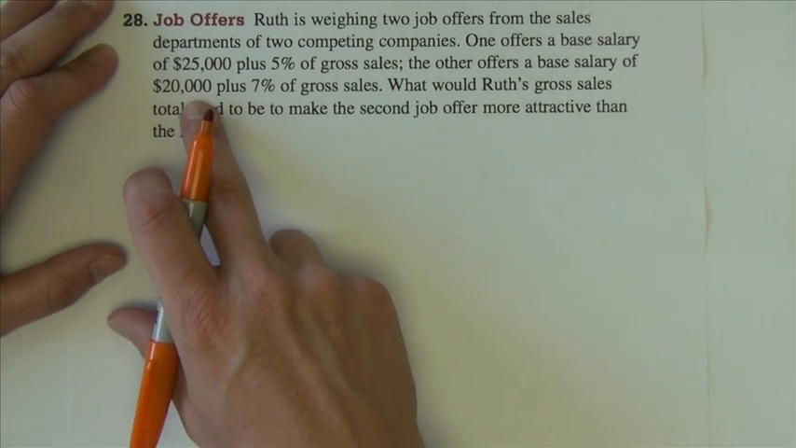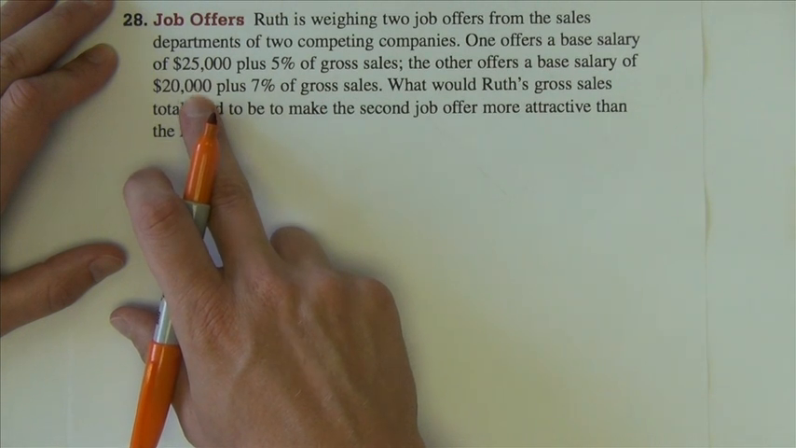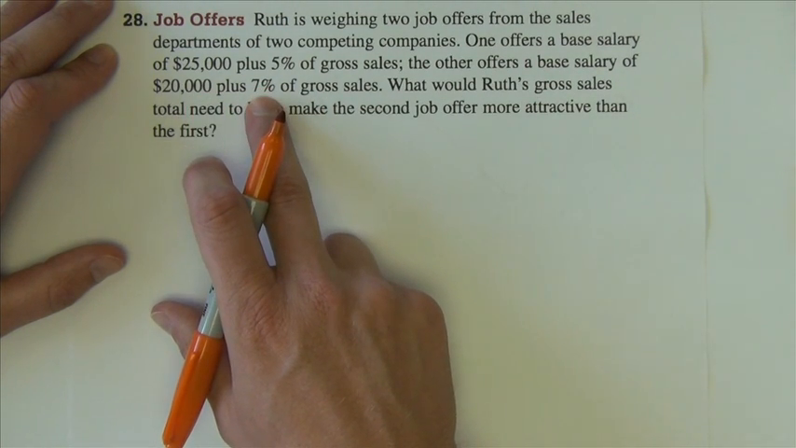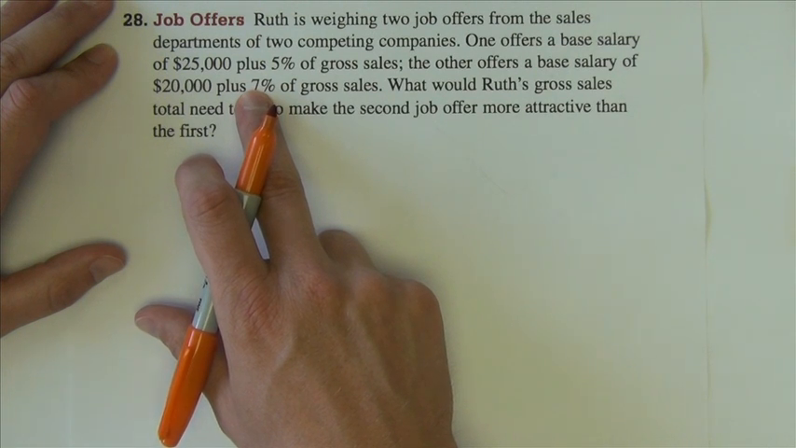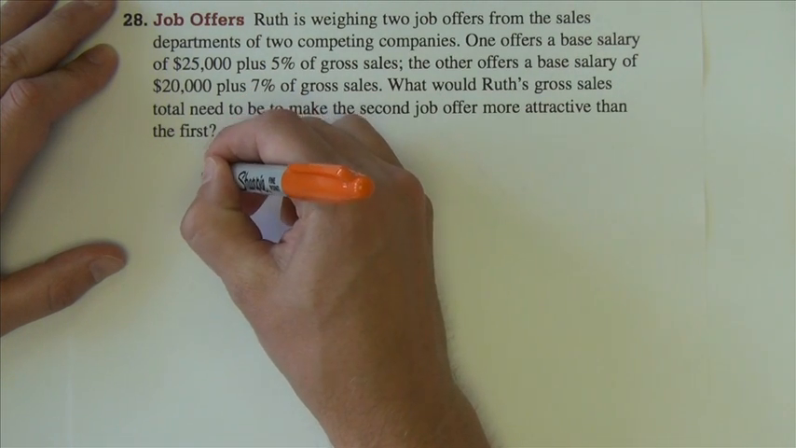And so obviously if she chooses the second job, she gets paid less money up front, but she makes a higher percentage of what she sells. So if she is really, really good at selling, then that's probably the better offer. But the question is, how good would she have to be? Okay, so let's just kind of set them up.